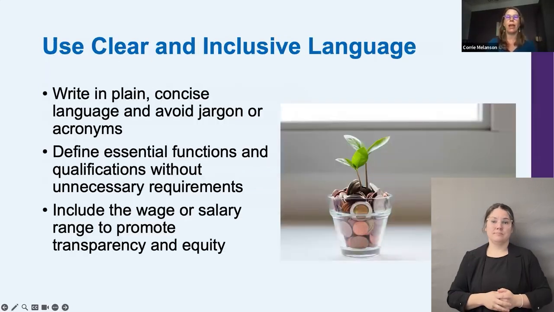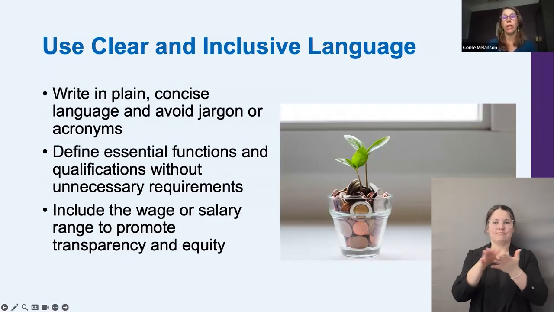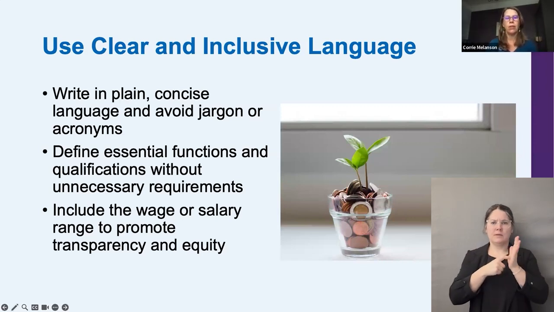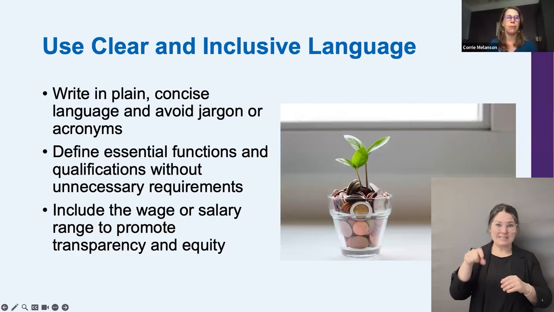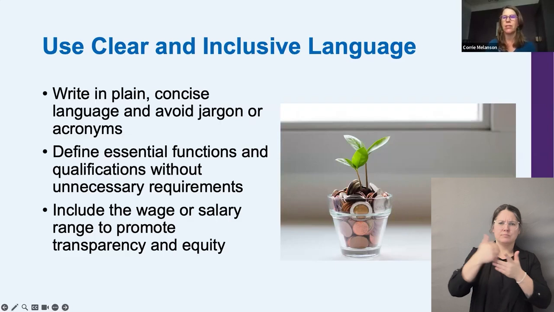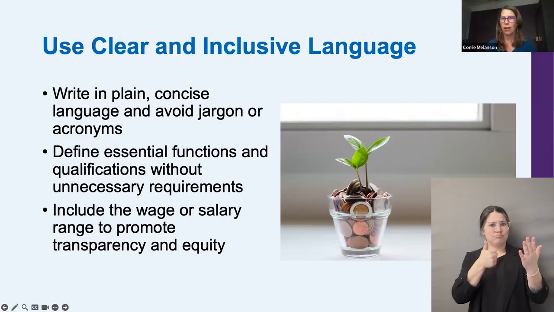Using clear and inclusive language really means writing in plain, concise language and avoiding jargon or acronyms. Defining essential functions and qualifications without the unnecessary requirements, so making sure that the unnecessary ones are really not highlighted. And including the wage or salary range to promote transparency and equity. How many of us have seen a job? We look through it, we think, oh, this looks great, but there's no salary listed or salary range.